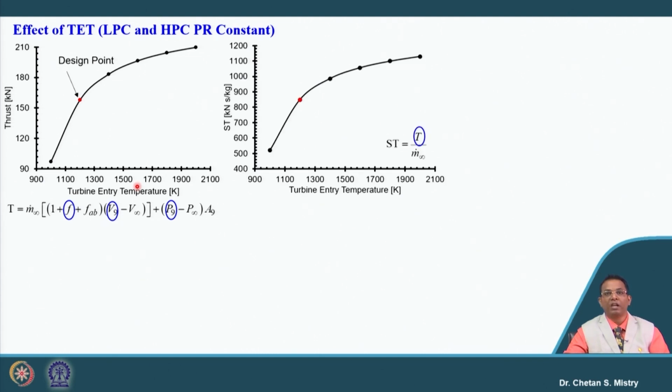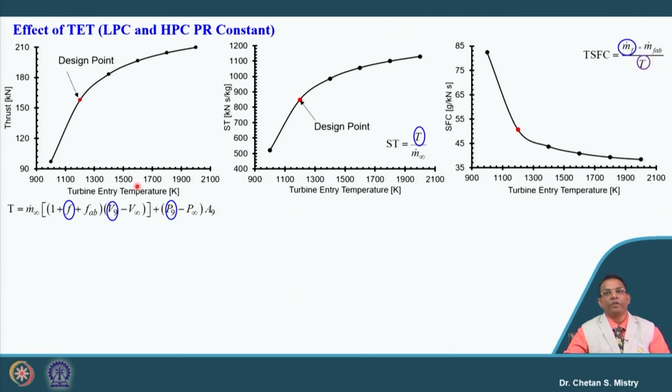If we consider our specific thrust, since it is in direct proportion with the thrust, we can say with increase of thrust, the specific thrust also is going to be increased for a particular mass flow rate. Now, here in this case, the reverse trend we are observing: by increasing the turbine entry temperature and keeping the pressure ratio constant, our specific fuel consumption will be reducing.